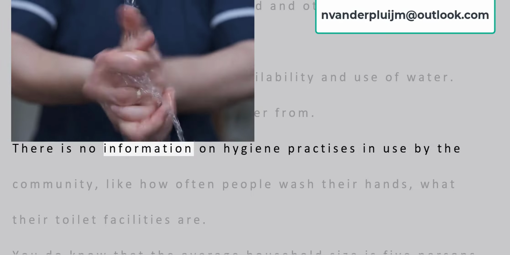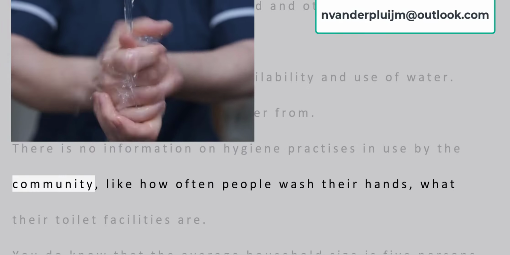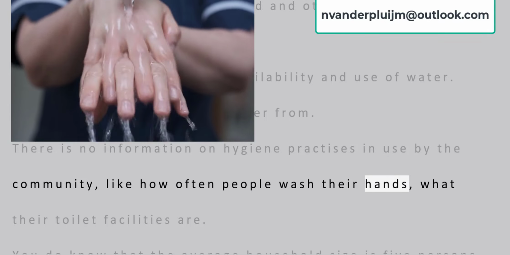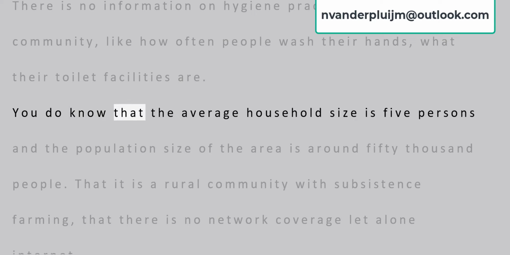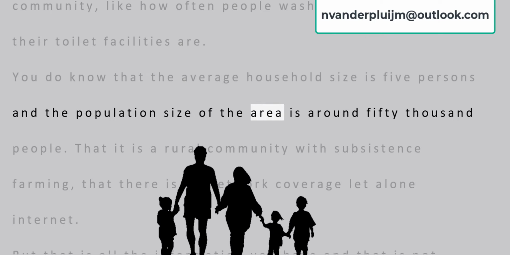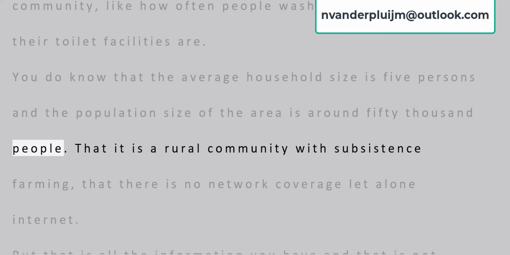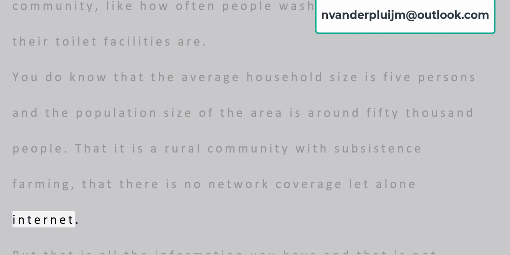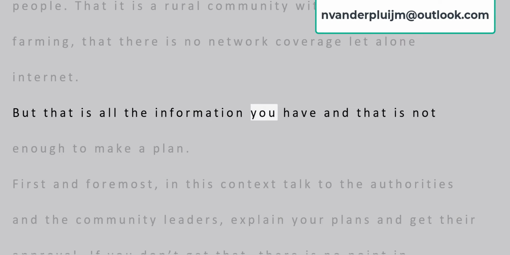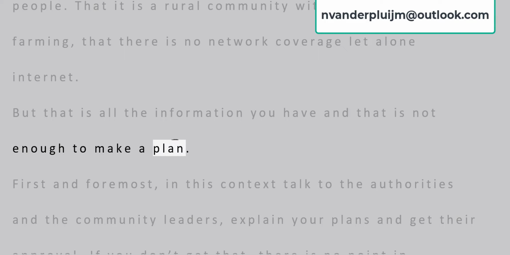There is no information on hygiene practices in use by the community, like how often people wash their hands, what their toilet facilities are. You do know that the average household size is 5 persons and the population size of the area is around 50,000 people. That it is a rural community with subsistence farming, that there is no network coverage, let alone internet. But that is all the information you have, and that is not enough to make a plan.